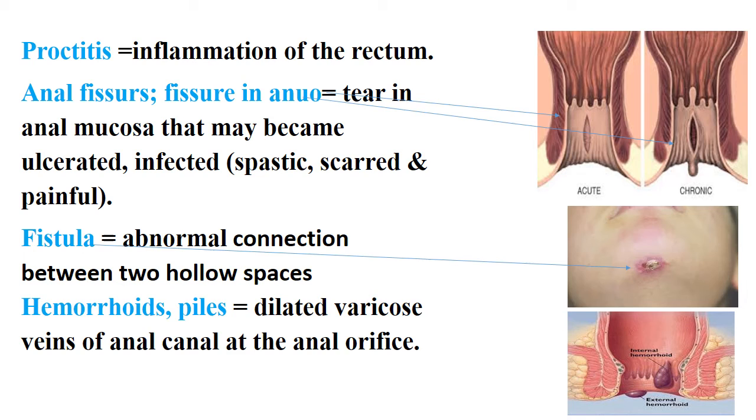Also the hemorrhoid or piles, البواسير, most common in your clinical practice also, which is a dilated varicose vein, توسع الوريد الموجود هناك يتوسع جدا, of anal canal at the anal orifice إلى فتحة المخرج فيؤدي إلى حدوث البواسير.